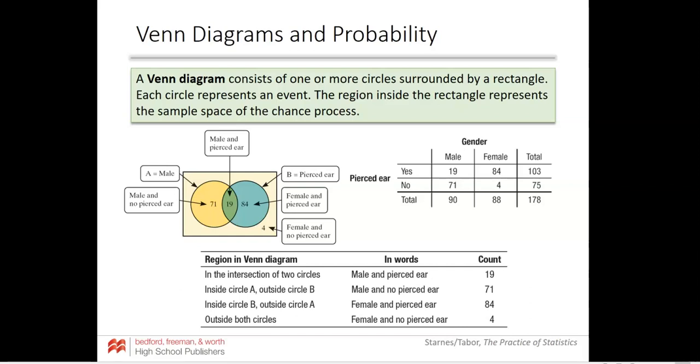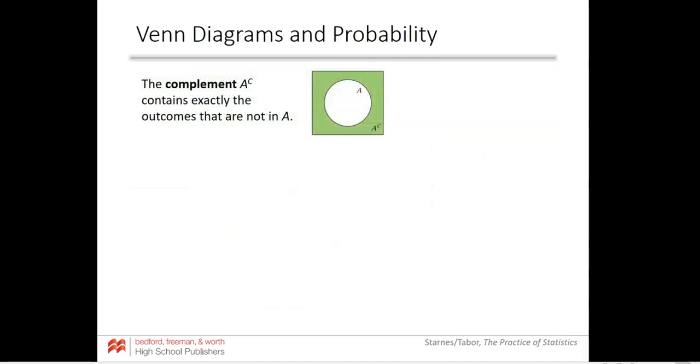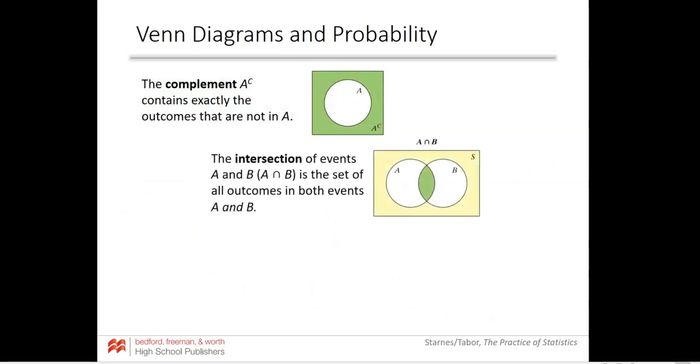You can also get the idea of the complement. There's some situations where female and no pierced ear, right? So there's 4 situations. The complement is the opposite of that event happening, or that event not happening, is essentially the complement.